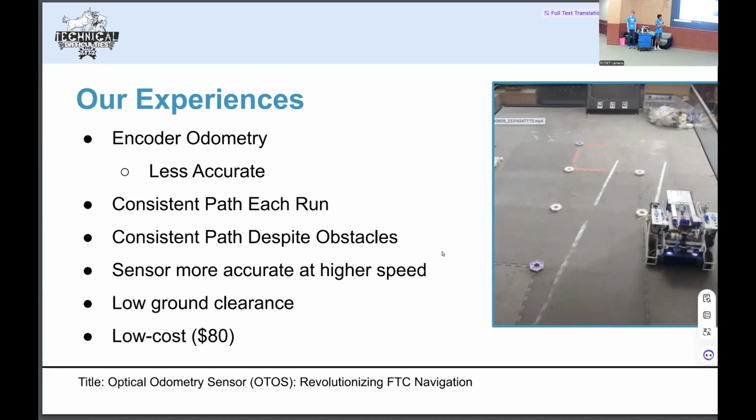And then we have low ground clearance, of course, which may be a bit of a problem for some games, but you can counter it with hardware mitigations. And it's only $80, which, if you consider that the cost of an odometry pod is like $80 per pod, just one of these can fit inside. Building a chassis or building a channel is extremely nice.